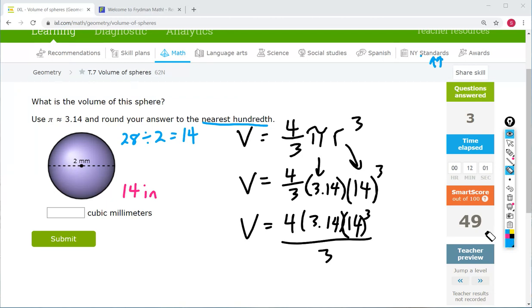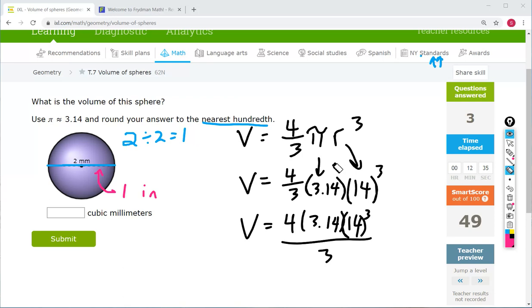diameter again. So the diameter is going all the way across, or the dotted line is going all the way across. So that tells us that that dotted line is the diameter. So what we would need to do is take this 2 over here and divide it by 2, and that would give us 1. So the radius is actually just 1 inch.